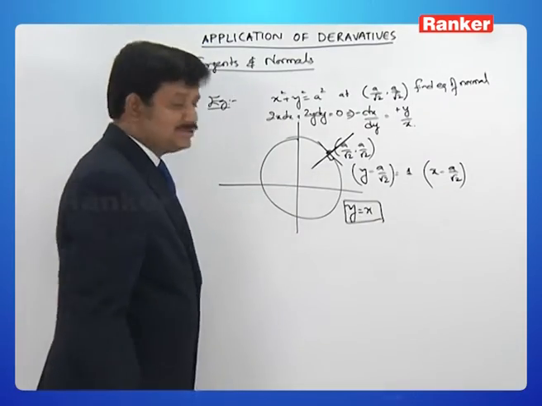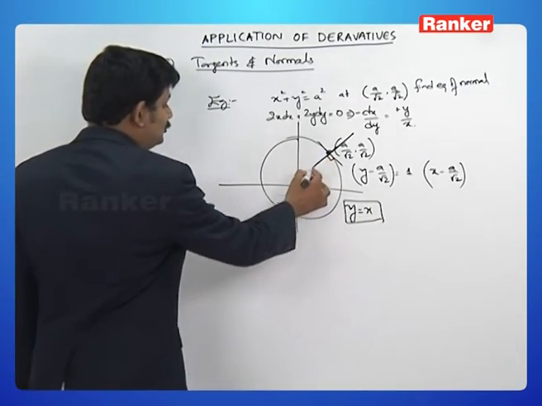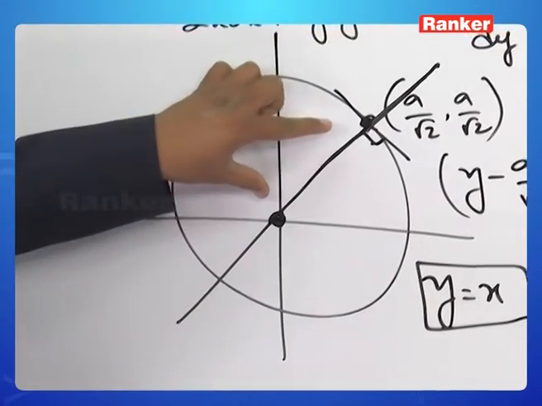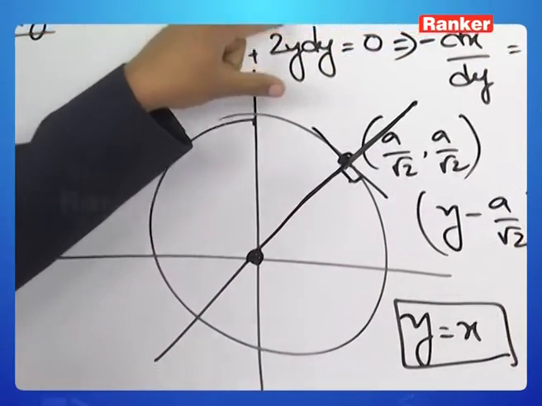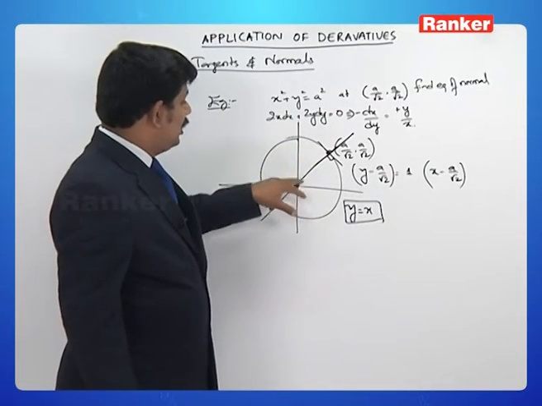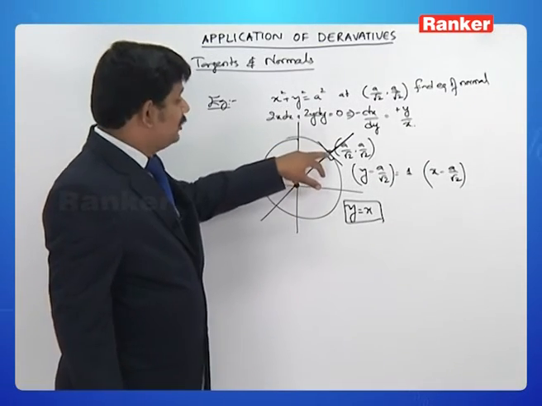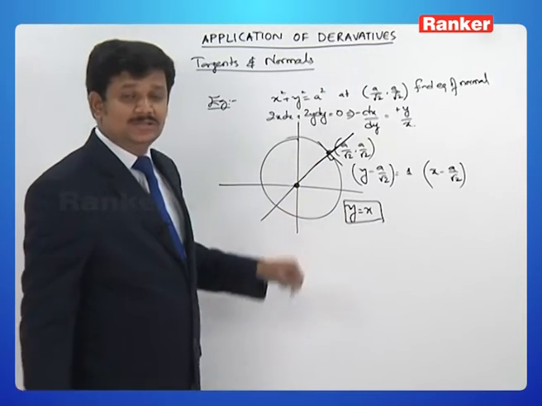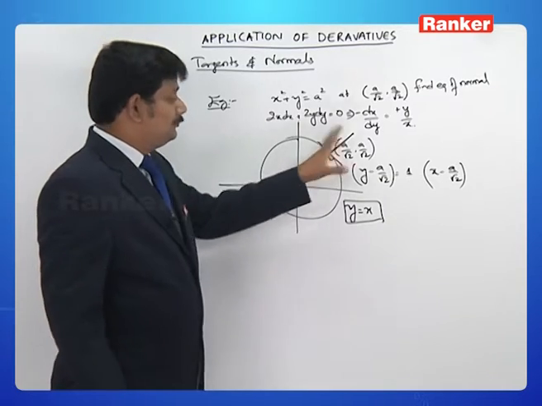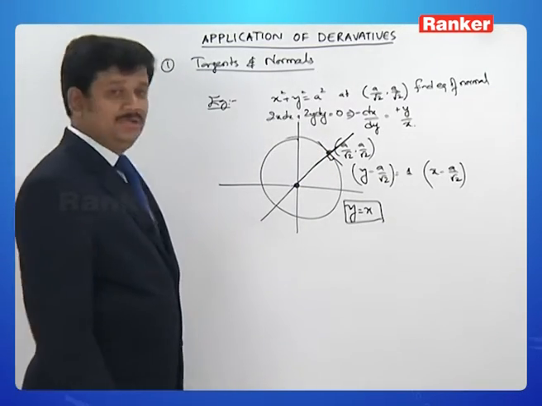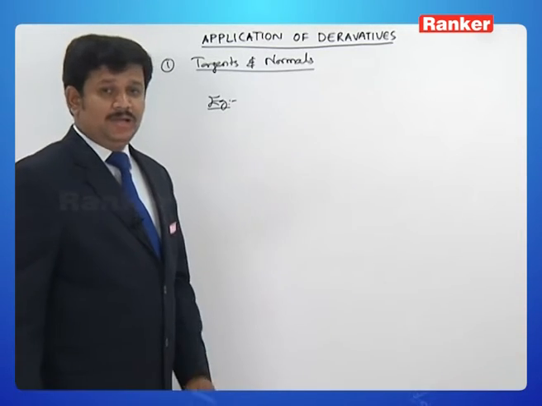So, it is a line passing through the origin and having slope 1. This we can verify. The curve x square plus y square equal to a square is a circle, and we all know the normal at any point on the circle passes through the origin. So, this is also a line, y equal to x, that passes through the origin and has slope 1. So, the equation of the normal is y is equal to x. Let us look at another example.